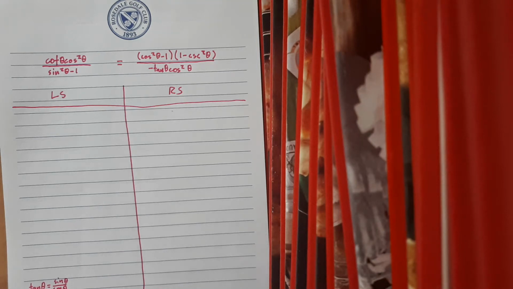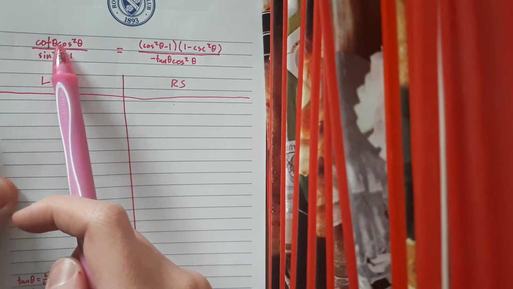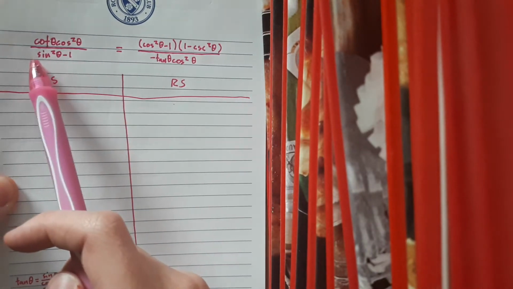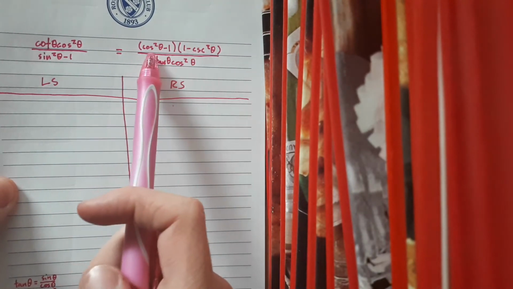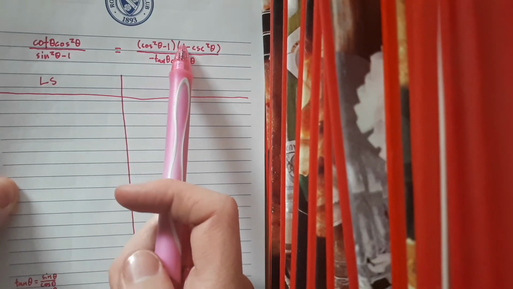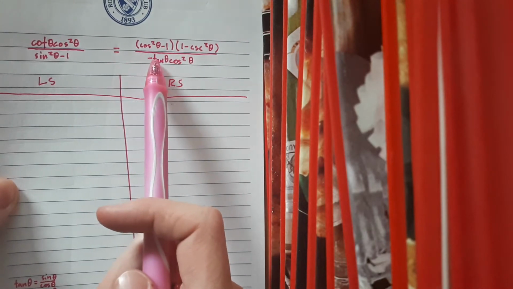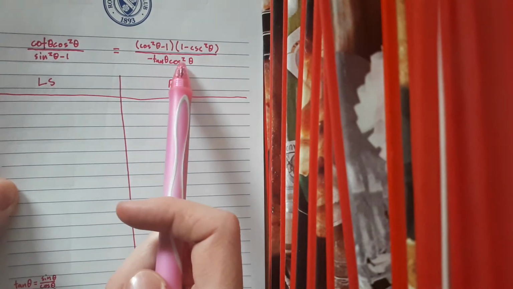Nathan Lee performance task. Another take now that I know I'm allowed to rearrange the identity like that. So the equation we're going to be solving is cotangent theta times cos squared theta over sine squared theta minus 1 is equal to, in brackets, cos squared theta minus 1 multiplied by 1 minus cosecant squared theta, and that's over negative tan theta times cos squared theta.